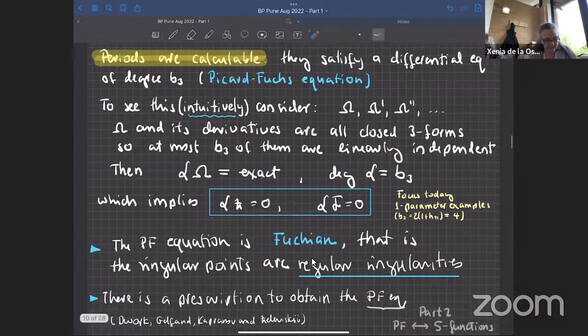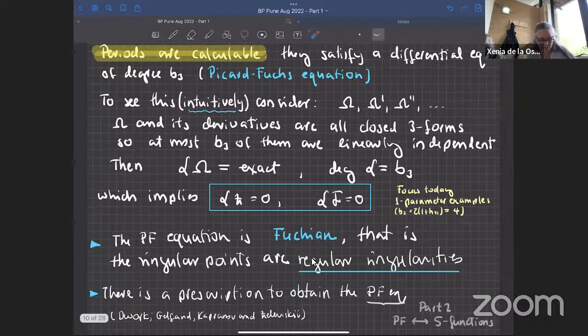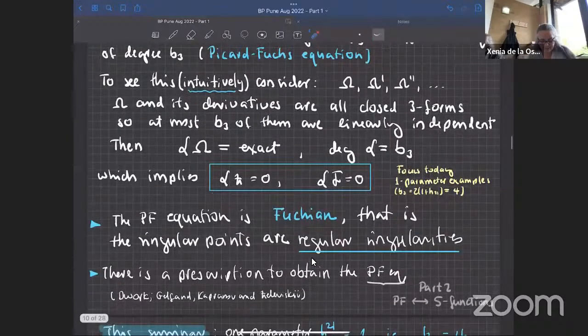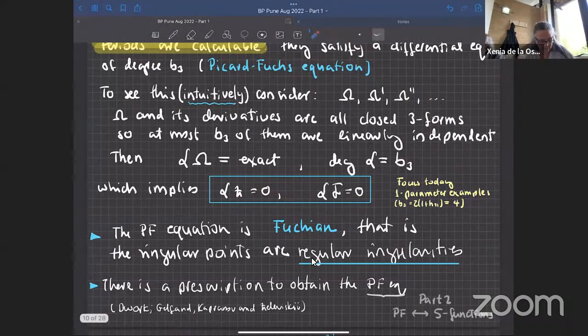The other thing that is nice is that the Picard-Fuchs equation is Fuchsian. So that means that the singular points correspond to regular singularities. And moreover, there is a prescription to obtain the Picard-Fuchs equation. At least this started with the work of Dwork a while ago. And then Gelfand, Kapranov, and Zelevinsky developed an algorithm to compute this. So on a case-by-case basis, if you don't have too many parameters, in practice, you can compute this.